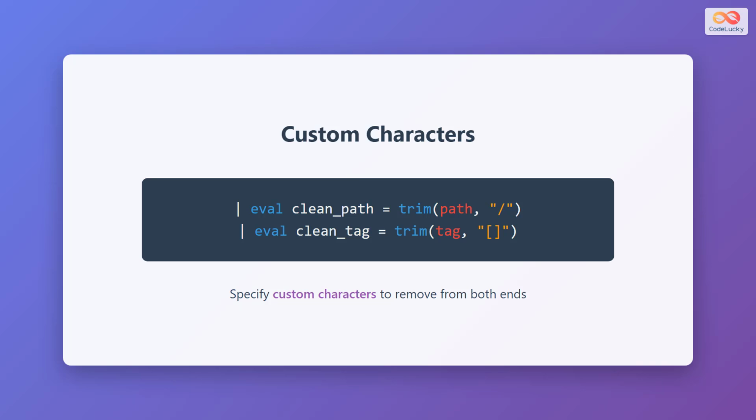You can also specify custom characters to remove instead of just whitespace. In the first example, clean_path equals trim of path with a / removes forward slashes from both ends of the path field. In the second example, clean_tag equals trim of tag with square brackets removes opening and closing square brackets from both ends of the tag field. This flexibility allows you to clean various types of formatted data.